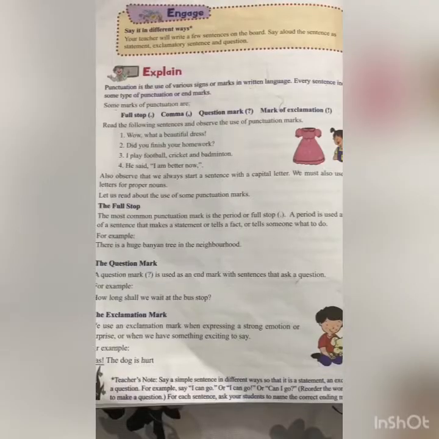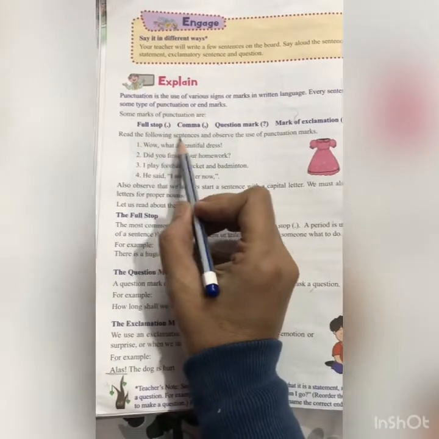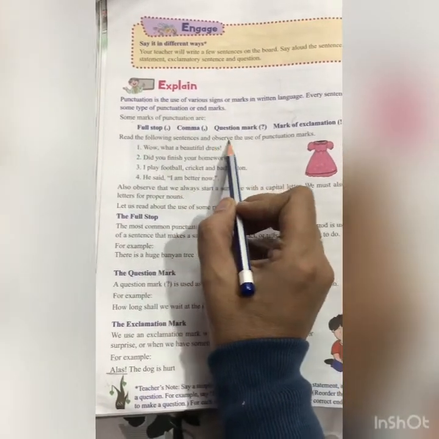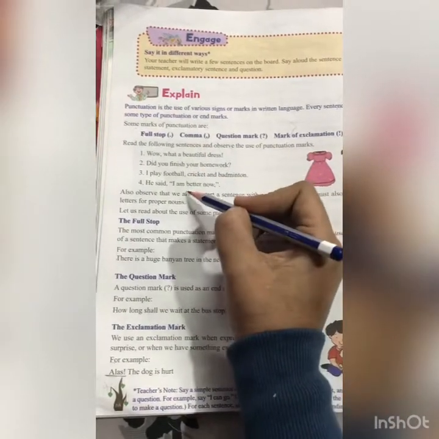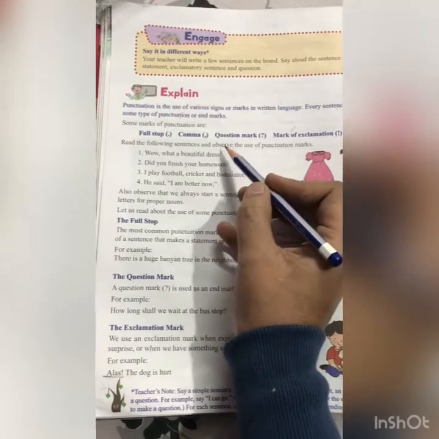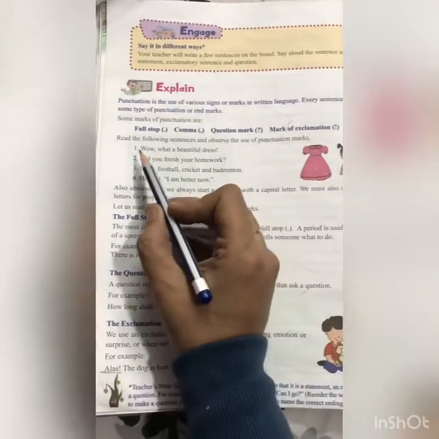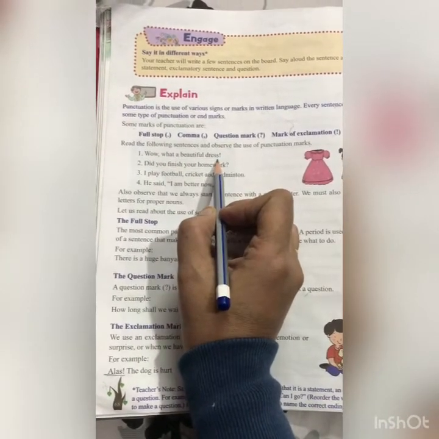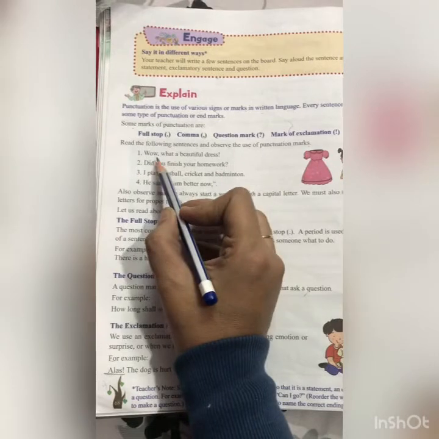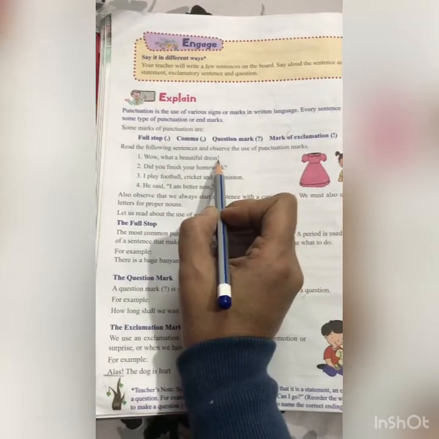Okay? Now, let us see some examples. Read the following sentences and observe the use of punctuation marks. Now children, let us read these sentences and let us see the use of these punctuation marks. First, "Wow, what a beautiful dress!" So here you can see the comma is used and the exclamation mark is used.